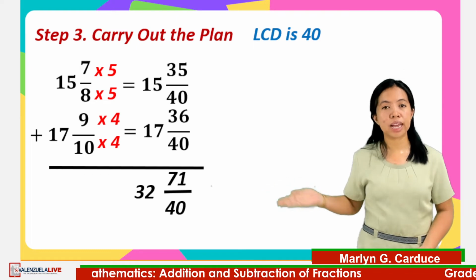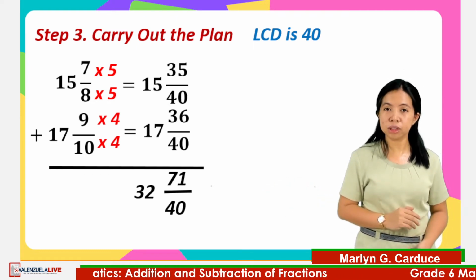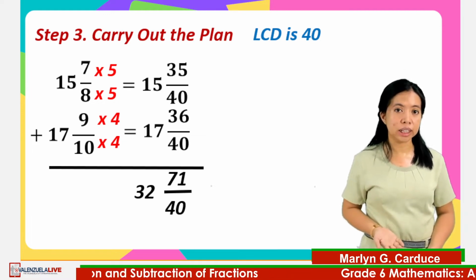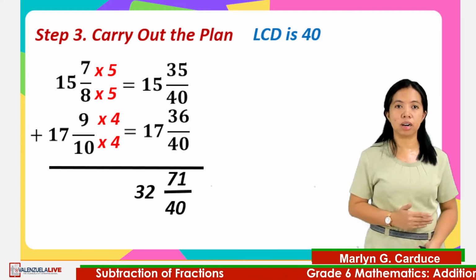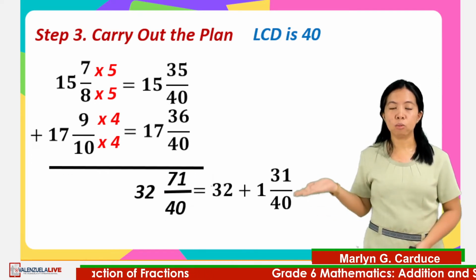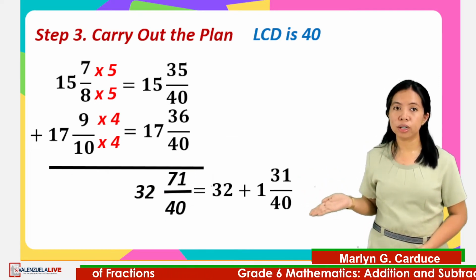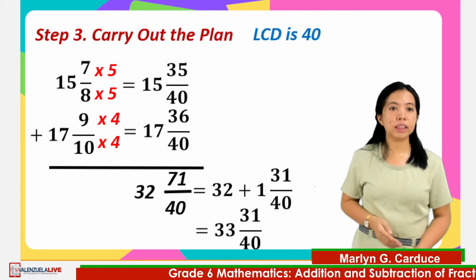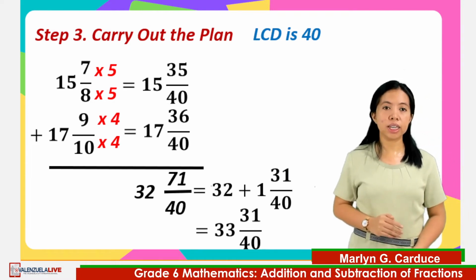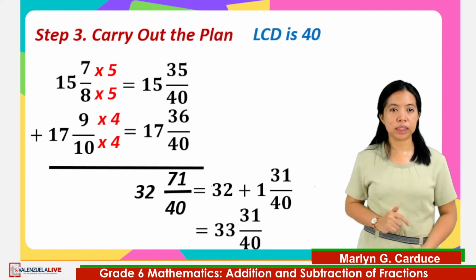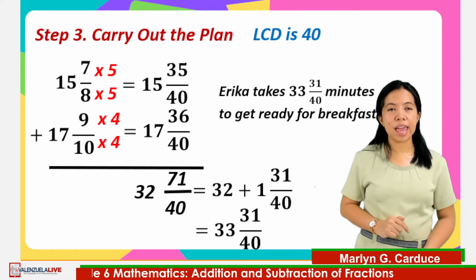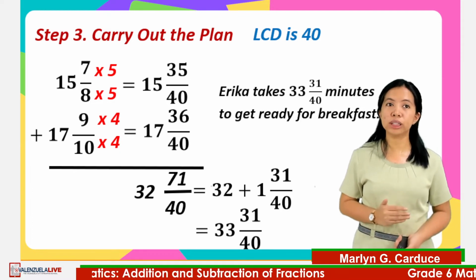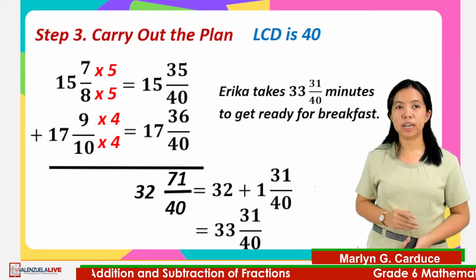And try to observe, class, the fraction part. 71 over 40 is not in simplest form, it is an improper fraction. So we will change it to a mixed number. And that is 1 and 31 over 40. Let's add it to our whole number 32. And the answer will become 33 and 31 over 40. So therefore, Erica takes 33 and 31 over 40 minutes to get ready for breakfast.